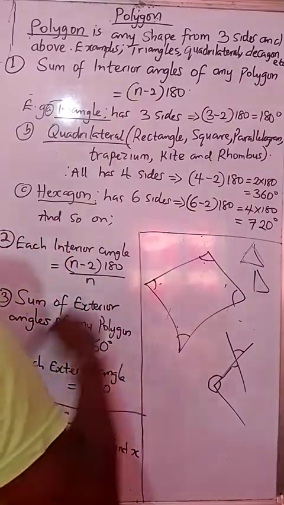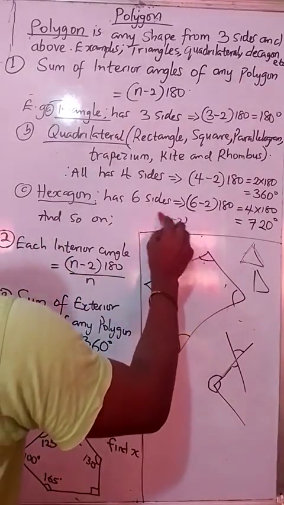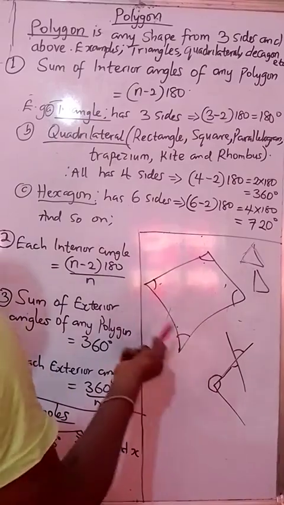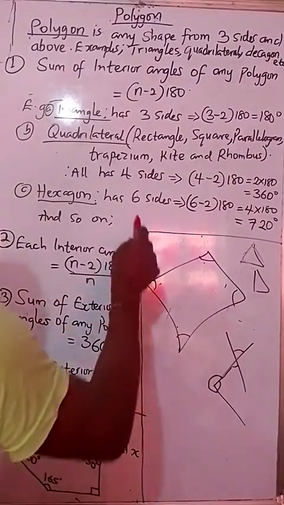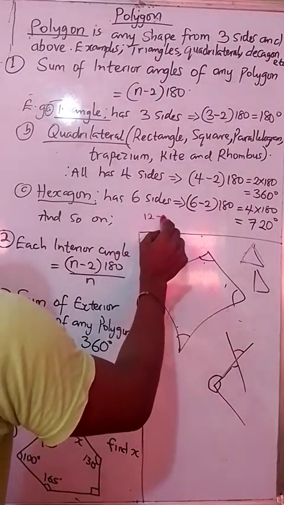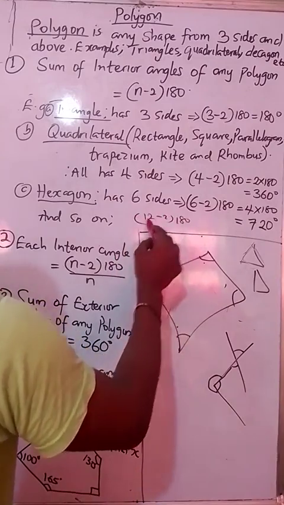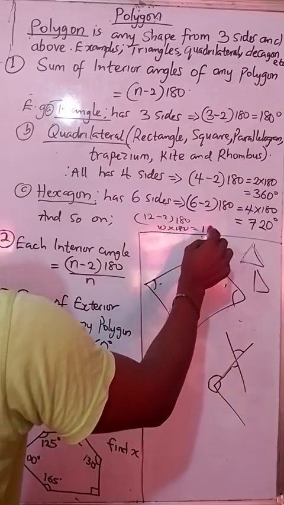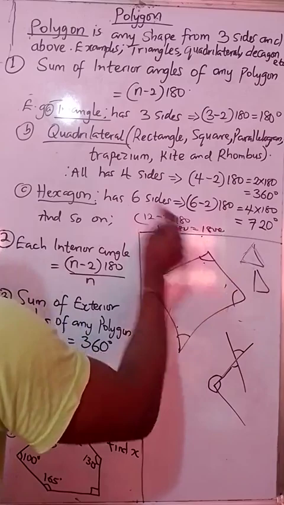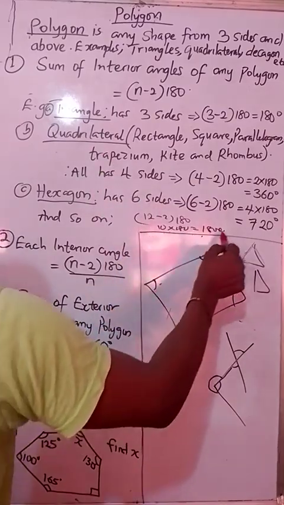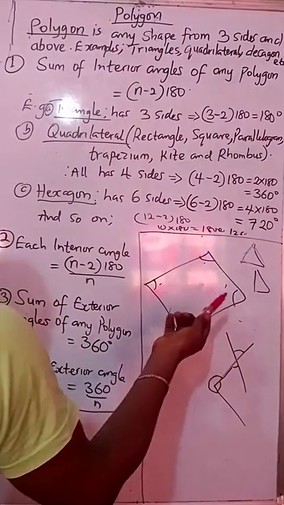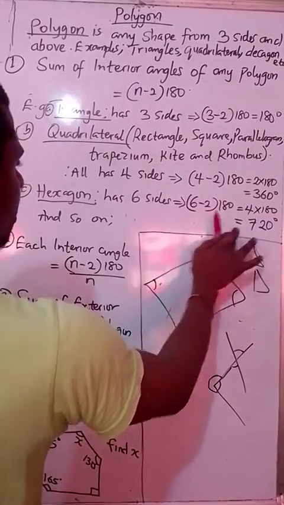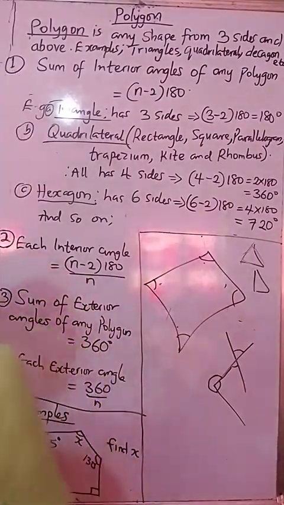For hexagon, 6 minus 2 times 180. For decagon, that's 10 minus 2 times 180. You see? For undecagon, 11 sides, the same thing. For duodecagon, that's 12 minus 2. Duodecagon is 12 sides. That's 10 times 180, that's 1,800. That's the sum of angles of a 12-sided polygon. So that's how we got that. Alright? So that's the formula.